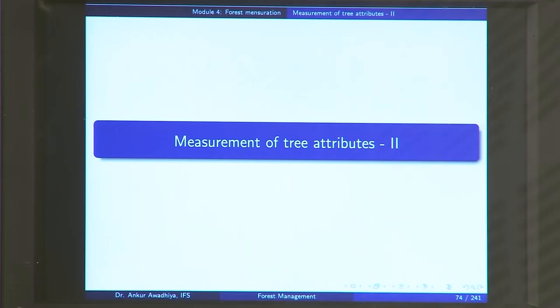Namaste. We move forward with our discussion on forest mensuration, and today we'll have a look at the measurement of some other tree attributes. So in the last lecture we saw how we measure the diameter of a tree using either calipers or a tape. But the most important parameter that we want to measure in a tree is the volume of timber that we can extract out of it.